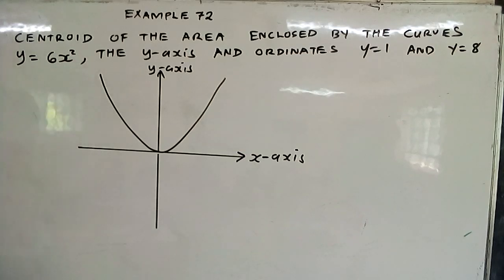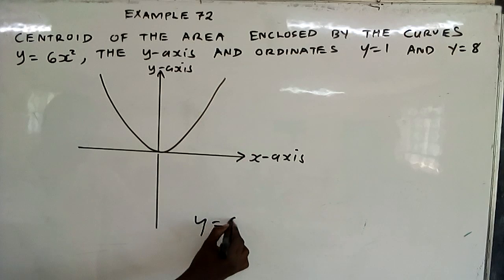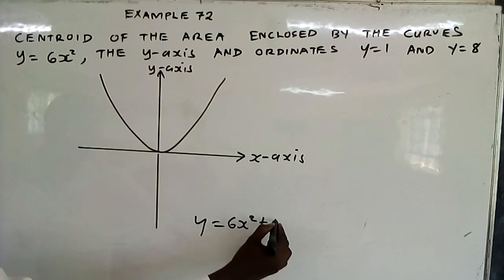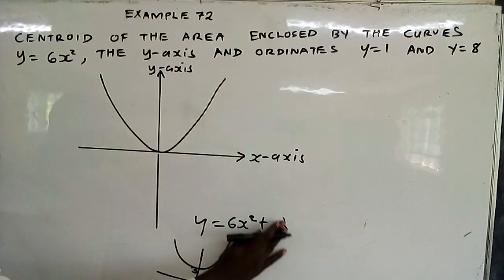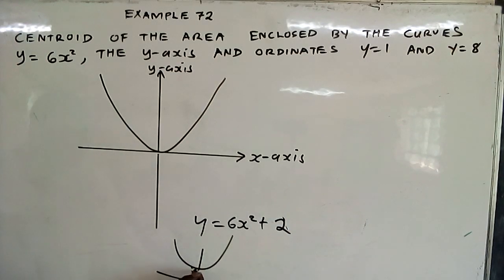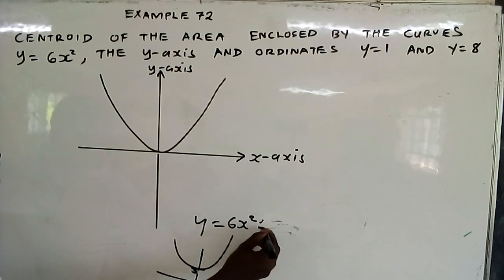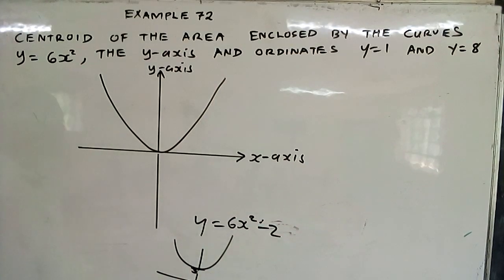Remember when it is just 6x squared, when it was a parabola like y equals 6x squared plus 3, it is a parabola curving along the y-axis but starting at the ordinate 3. Are you seeing? When it was y equals 6x squared plus 2, it is starting at plus 2. When it was y equals 6x squared minus 2, it means... Are we together?